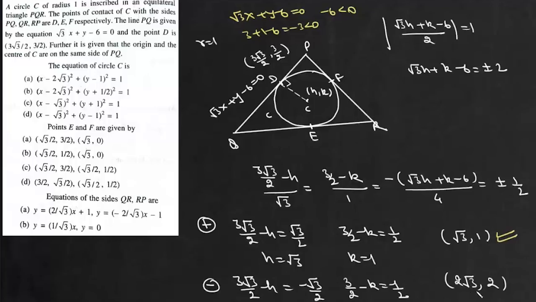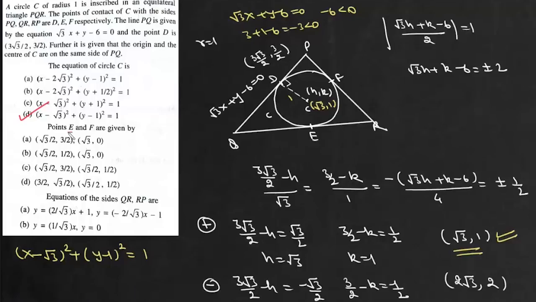And if we take 2 root 3 comma 2, then this value will be plus 2, which lies on the other side of the origin. So in this case, the center of this circle is at root 3 comma 1. Now once you have the center and radius, we can write the equation of this circle. So the equation of this circle is x minus root 3 whole square plus y minus 1 whole square equal to 1. And that's your option D.